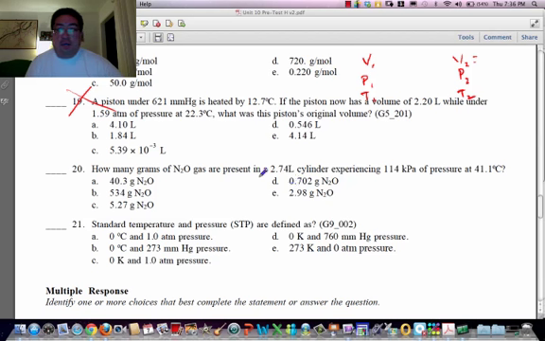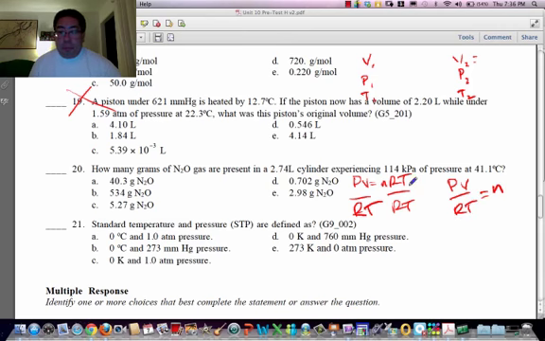20. So here we're looking for grams of N2O gas, and so here we're going to do PV equals nRT, and we're going to solve for n. So we divide both sides by RT. So PV over RT equals n. Now we need to define what PV and RT are.